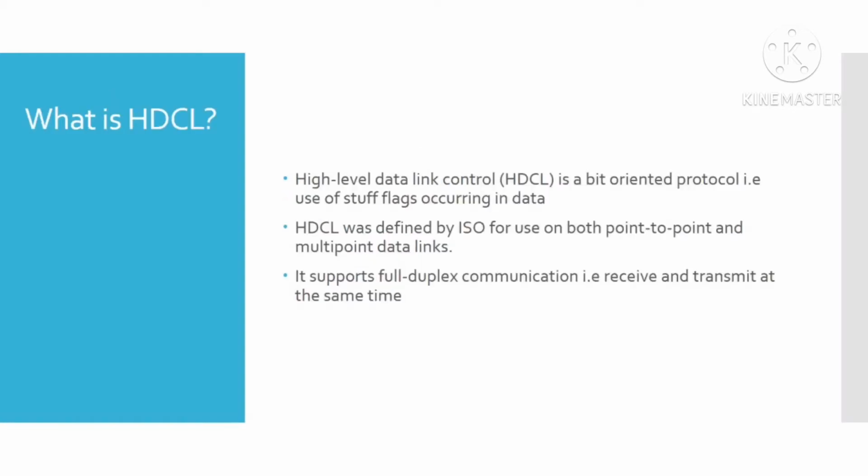Now let us understand what HDLC is. HDLC is High-level Data Link Control. It's a bit-oriented protocol that uses a flag occurring in data. HDLC was defined by ISO for use on both point-to-point and multi-point data links. It supports full duplex communication and can receive and transmit at the same time. Now, let us understand the functions of HDLC, which means the frame of HDLC. In this, we can learn that we can both receive and transmit data at the same time.